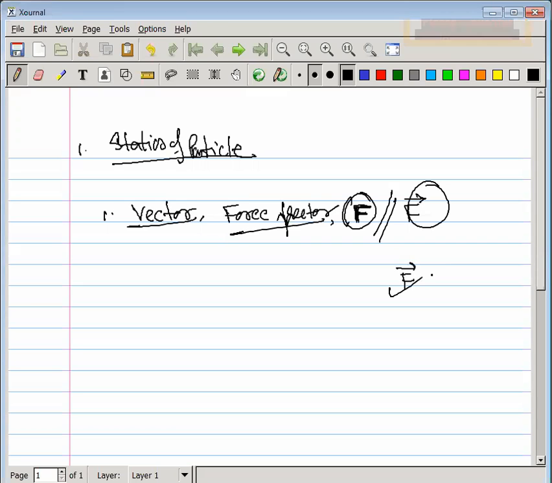What is the force vector? If we say, what does it mean? It means the magnitude of force into the unit vector of that force's line of action. Okay, the line of action of that force system. Now the next part which will come is the resolution of forces.